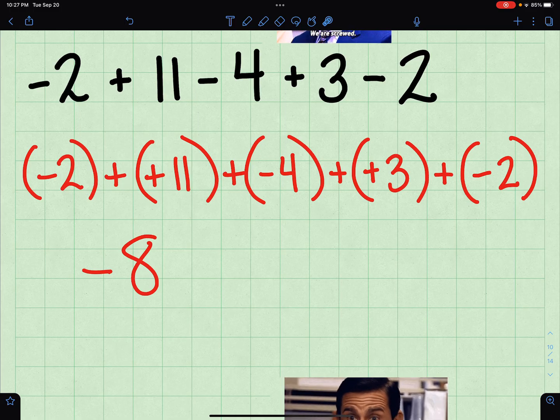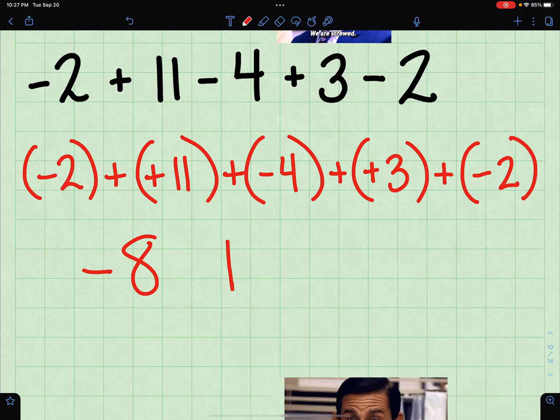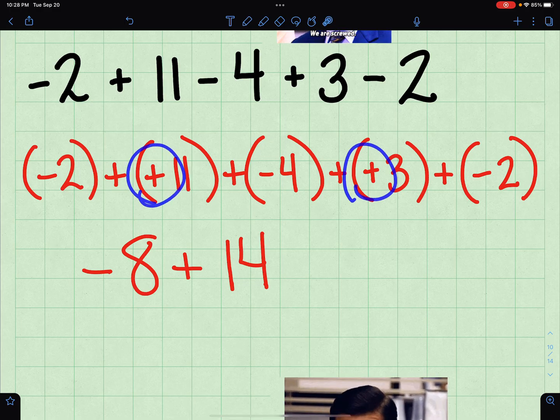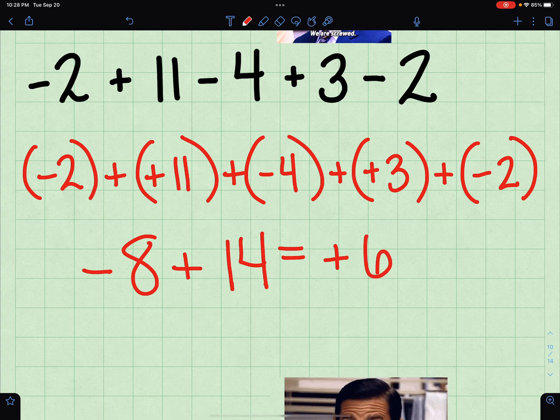I've got to be honest with you. I'm going to add the positive 11 and the positive 3. 11, 12, 13, 14, right? So the absolute value is 14. Does it have a positive or negative sign? It's going to have a positive sign because that's the same sign as what we started with in those numbers. So now we're down to -8 plus 14. And what do we get for that? Did I do that right? Yeah, we did. Okay, so the answer that we get is +6.